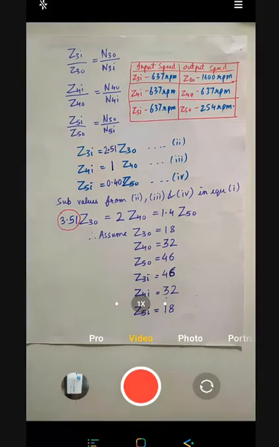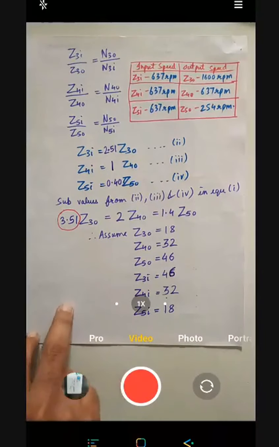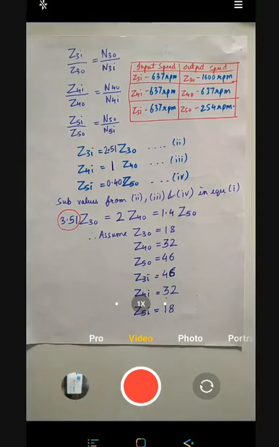So this is all about how you have to calculate number of teeth on all gears. 4 gears we have calculated in stage 1. Rest of the 6 gears we have calculated in stage 2. Now we will go for gearing diagram. Till then you just go through this step. If any doubt you can ask.